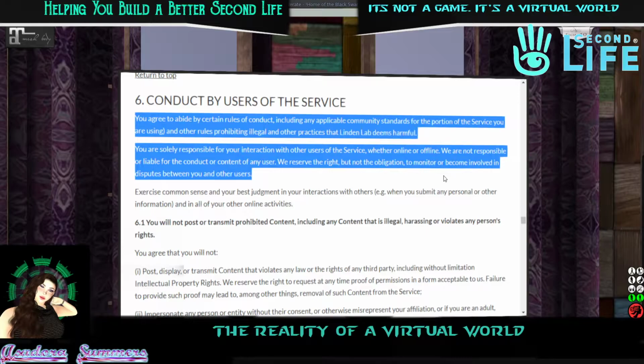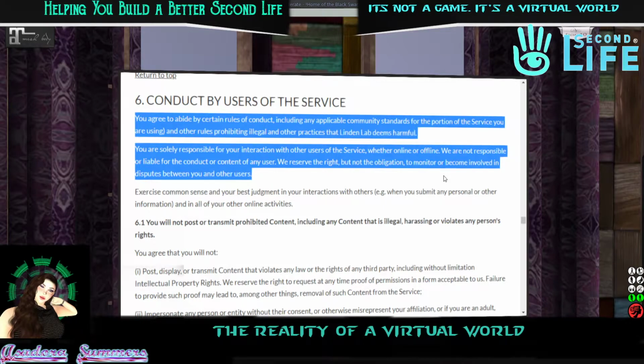So, with that being said, you agree to abide by certain rules of conduct, including any applicable community standards for the portion of the service you are using, and other rules prohibiting illegal and other practices that Linden Lab deems harmful. You are solely responsible for your interaction with other users of the service, whether online or offline, meaning that they're not going to babysit you in world, online, or offline in the physical world, or offline somewhere else on the internet. They're not going to babysit you. You are responsible for your own actions and interactions with others.